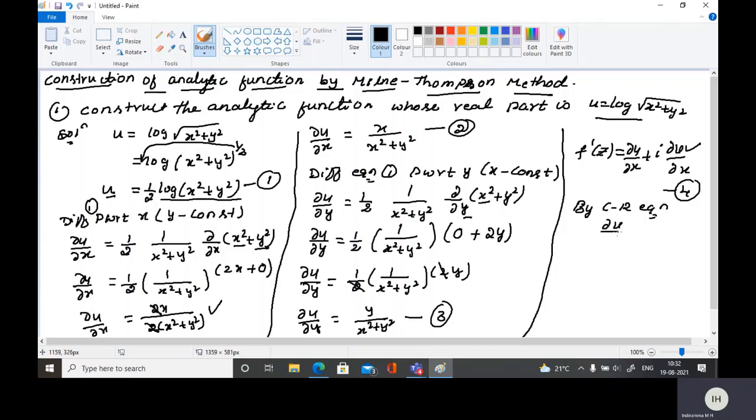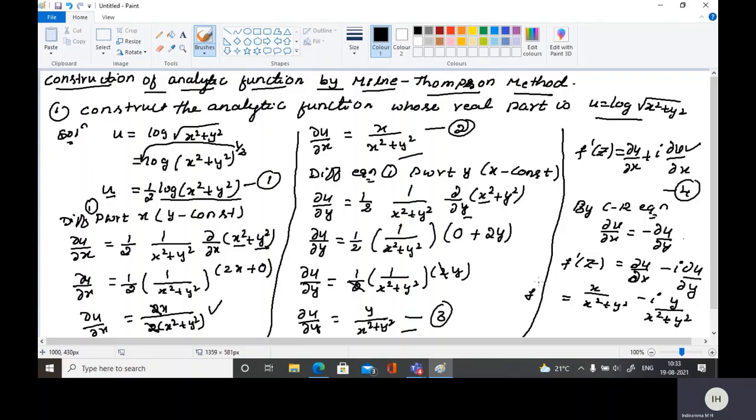By the Cauchy-Riemann equations, ∂v/∂x = -∂u/∂y. Okay, so I will substitute here. f'(z) = ∂u/∂x - i ∂u/∂y. Now substitute for ∂u/∂x and ∂u/∂y. What is ∂u/∂x? Here we have ∂u/∂x = x/(x² + y²), plus, minus i into ∂u/∂y, where ∂u/∂y is y divided by x² + y².